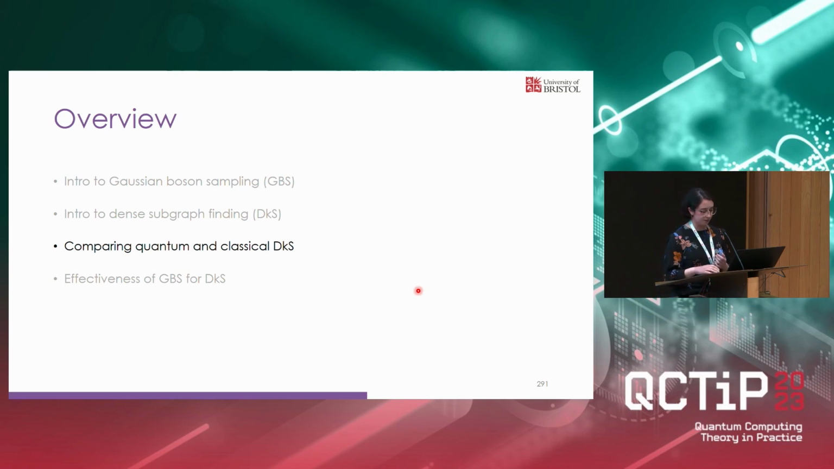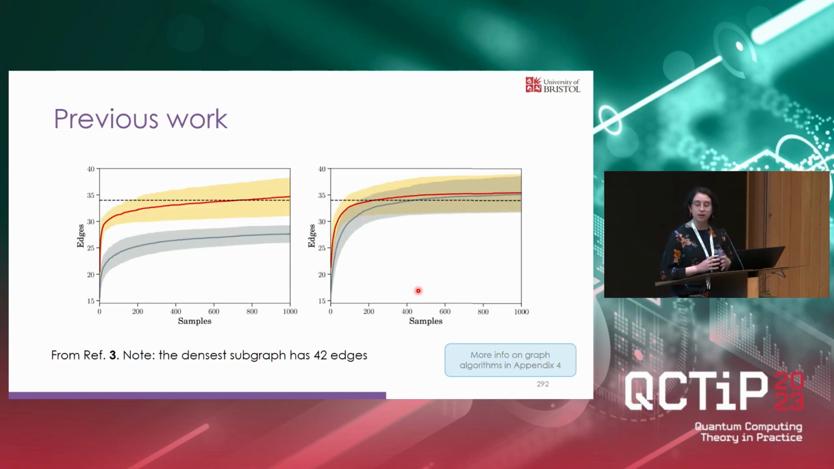So previous work looks at how well these quantum-enhanced dense subgraph finding algorithms work. On the right-hand side, we have a stochastic algorithm called simulated annealing, which I'm not really going to go into detail about today, but I do have backup slides on it. Again, if you're interested in it, it is covered in our work.